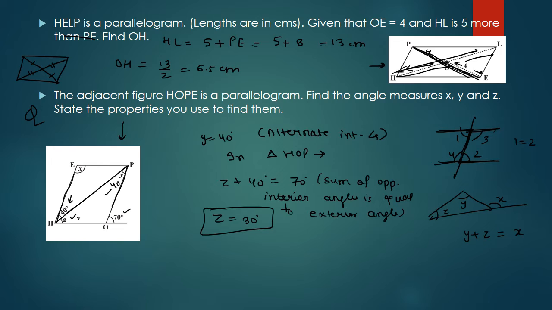Now if Z is 30, I have to find out X. If Z is 30, then by alternate interior angles this will become 30, and you can apply the angle sum property of triangle EHP. What it says is that the sum of all the angles is 180. So X plus 30 plus 40 is 180, and X becomes 180 minus 70, that is 110. Correct? We've got all of them, right? This is how you solve these questions. Let's move on to the next part.